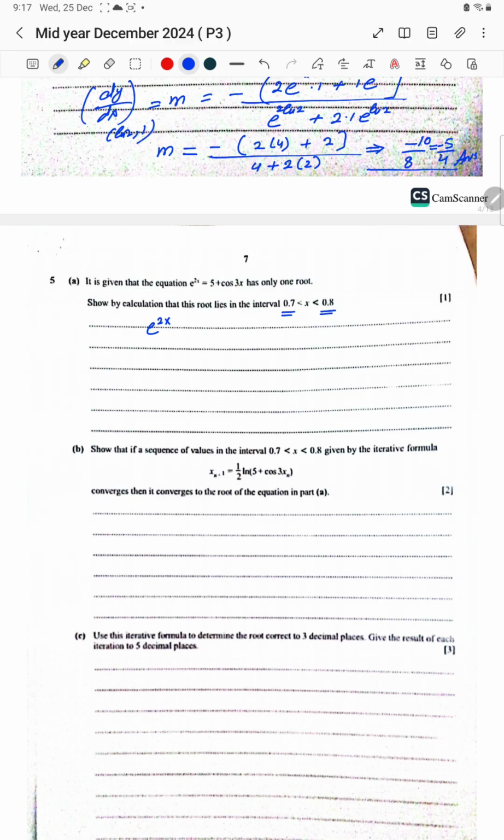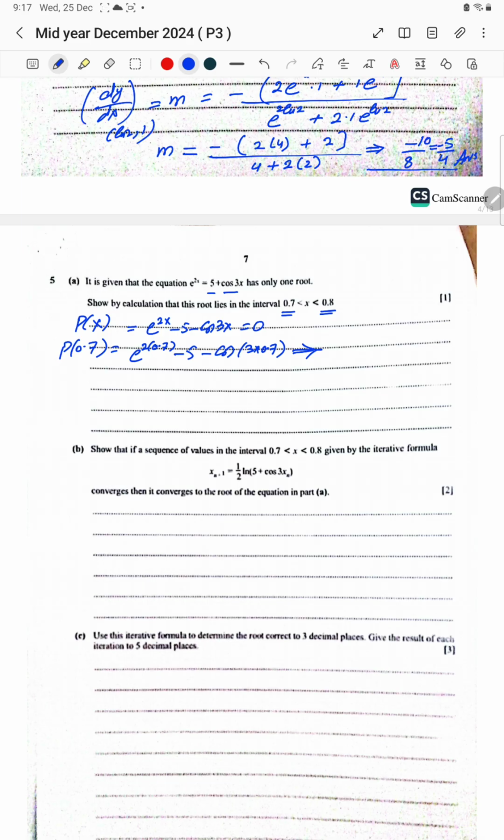So first bring every term equal to 0. Both right side terms come here, so we get e power 2x minus 5 minus cos of 3x equal to 0. Let's suppose this is a function of x. Now for this at 0.7, I will replace x: e power 2 times 0.7 minus 5 minus cos of 3 multiplied by 0.7.